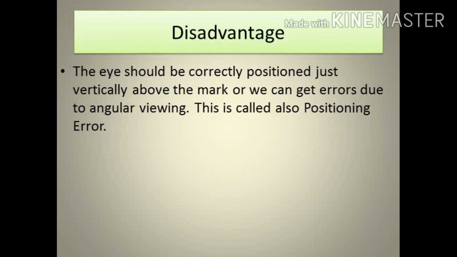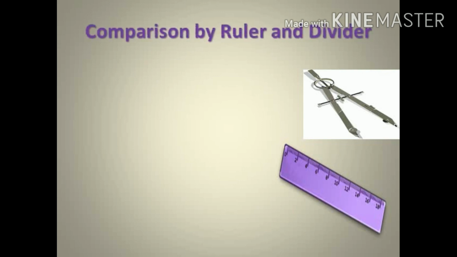The disadvantage here is the eyes should be correctly positioned just vertically above the mark, or we can get errors called positioning errors. These are due to angular viewing. The last step is comparison by ruler and divider.